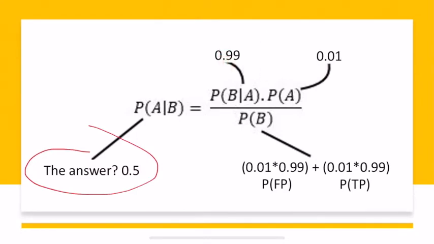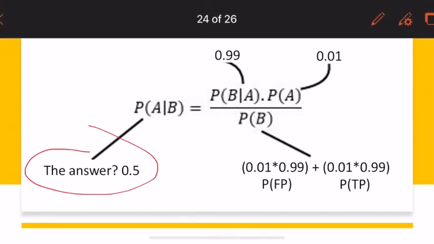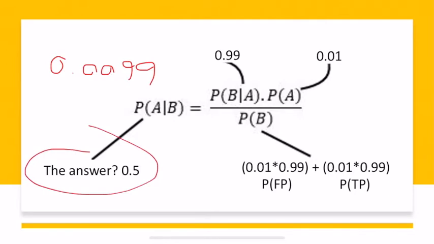You get 0.0099, okay? That's what you're getting for the numerator. The denominator is basically positive testing we're looking at. Positive testing, all the positive tests. Well, we have to consider some of those positive tests are false positives, right? Okay?